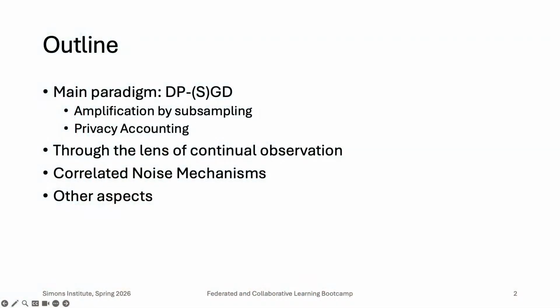Okay, so this is the outline. We're going to go through the main paradigm for differentially private training, which is differentially private stochastic gradient descent. And then we're going to basically switch the way we look at this problem 2 times. We're going to look at it through the lens of continual observation and through the lens of linear queries, and then we'll wrap up.